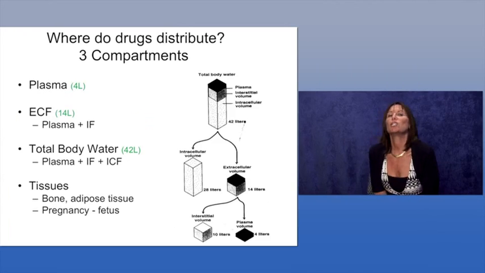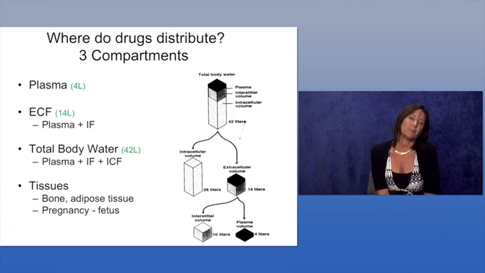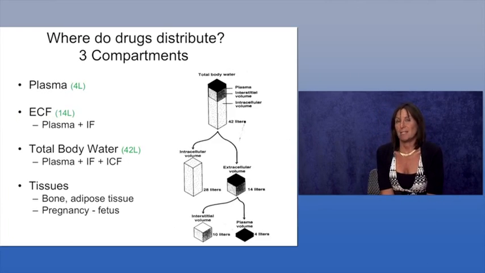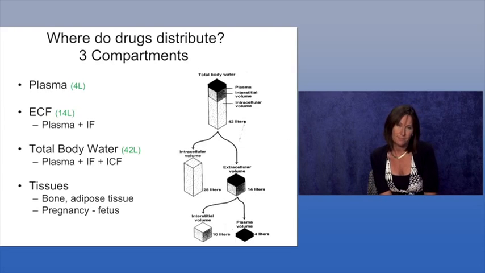So we said that a drug could distribute into 3 functional compartments. So let's take a look at those. The first and the smallest is plasma. And in an average man, there is approximately 4 liters of plasma. In addition to plasma, then is the fluid that is considered extracellular or extracellular fluid. And this volume is approximately 14 liters. This includes plasma, but also interstitial fluid, the fluid that exists in between cells.